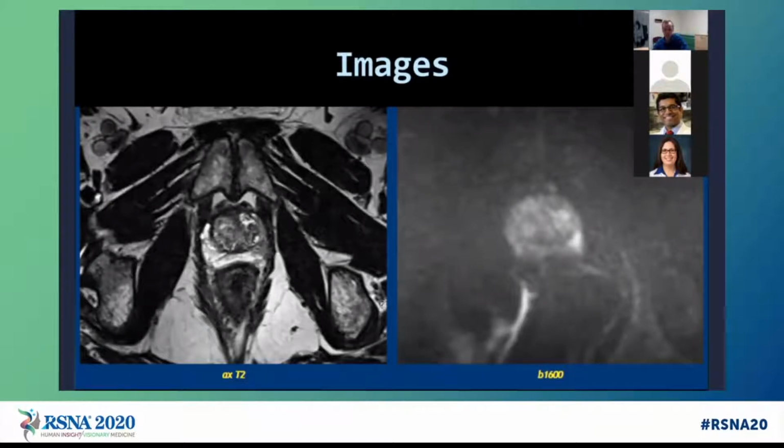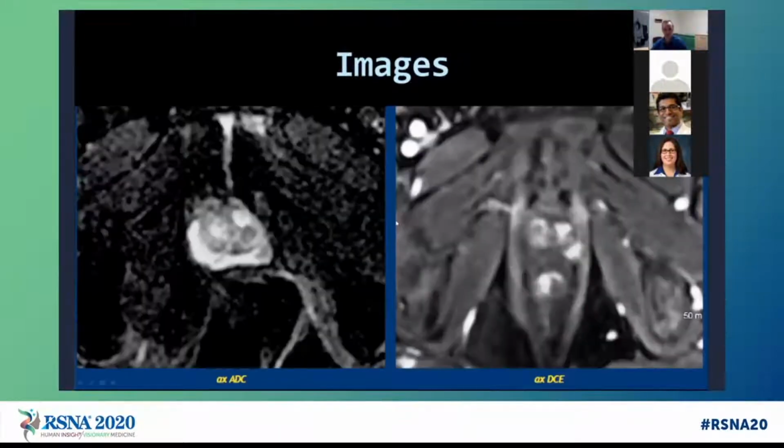Okay, so on this patient's MRI, we have axial T2 weighted image on the screen left and the high B value diffusion weighted images on screen right. I will direct your attention to the left posterior lateral peripheral zone where there's some hypointense T2 signal that appears to impede diffusion on the high B value images. We confirm the impeded diffusion on the ADC, and there is enhancement on the DCE, and there's a possible capsular bulge on that side also.